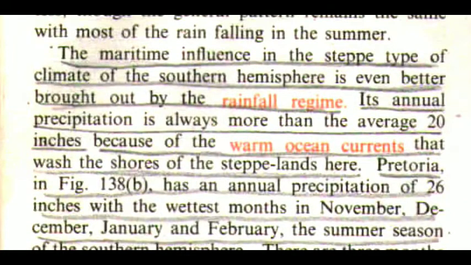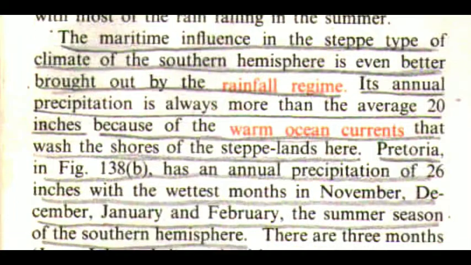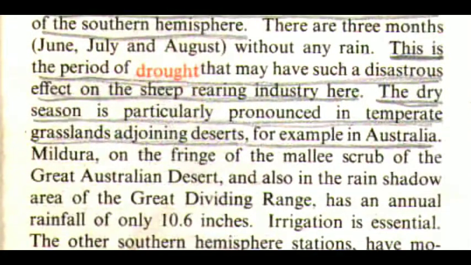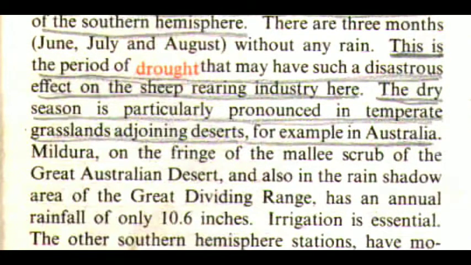The maritime influence in the steppe type of climate of the southern hemisphere is even better brought out by the rainfall regime. Its annual precipitation is always more than the average 20 inches because of the warm ocean currents that wash the shores of the steppe lands here. Pretoria in the figure has an annual precipitation of 26 inches, with the wettest months in November, December, January and February, the summer season of the southern hemisphere. There are 3 months, June, July and August, without any rain. This is the period of drought that may have such a disastrous effect on the sheep rearing industry here.